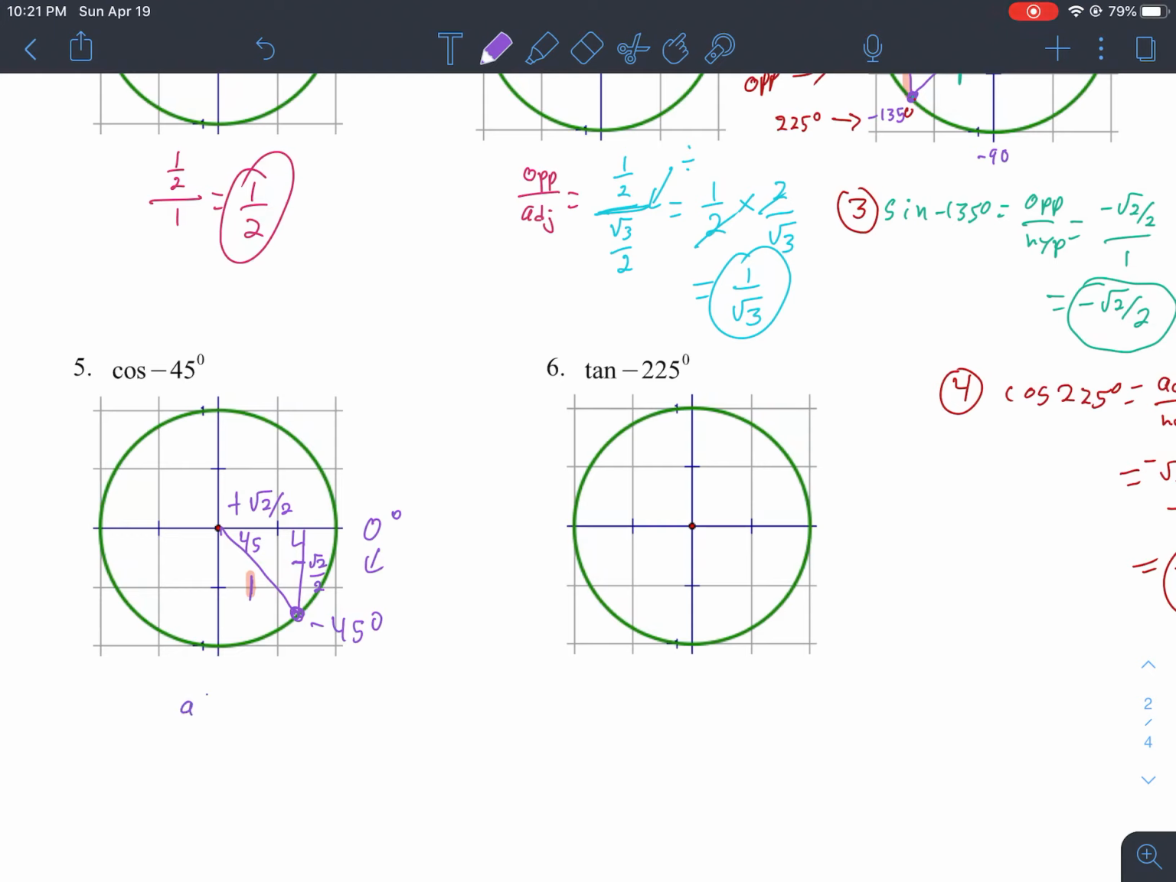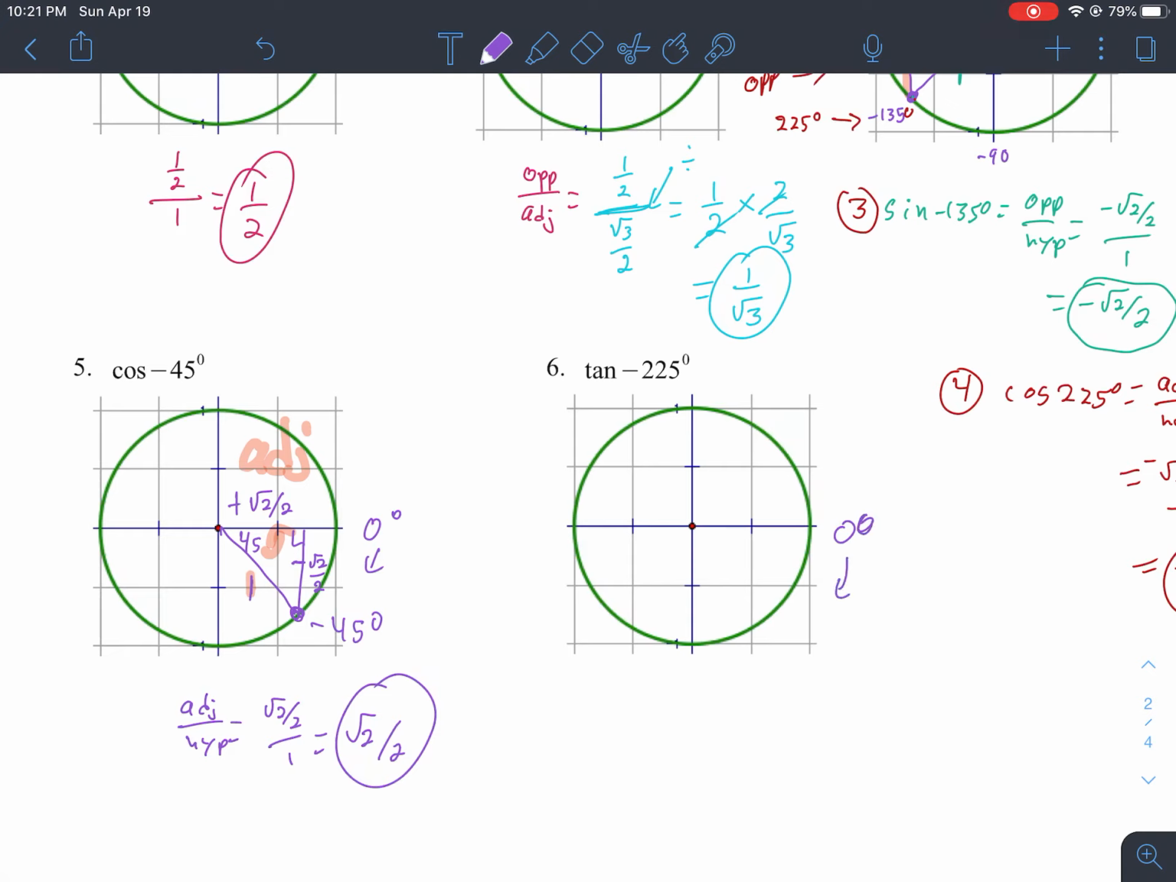And cosine is adjacent over hypotenuse. Now, clearly, the adjacent side is square root of 2 over 2. And the hypotenuse is always 1. So that's our answer. Okay, one more. Tangent of negative 225.